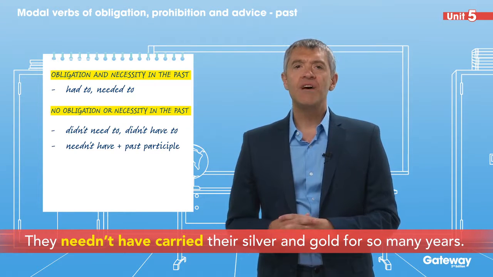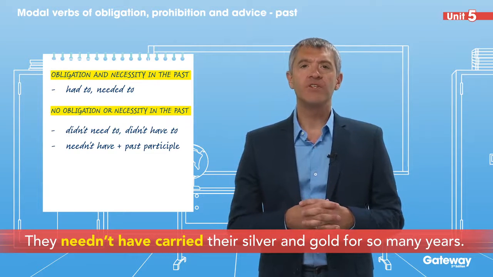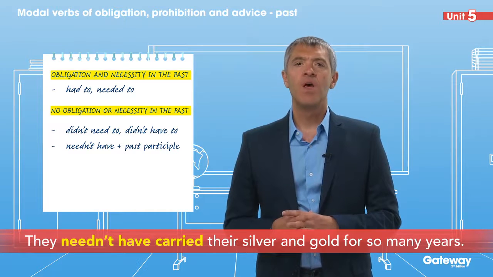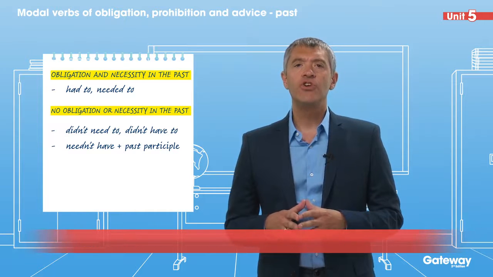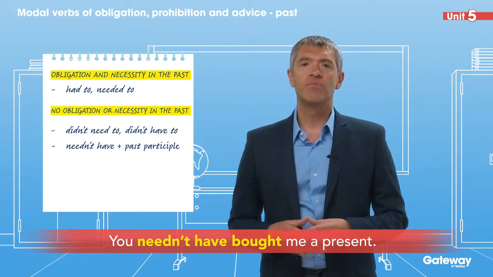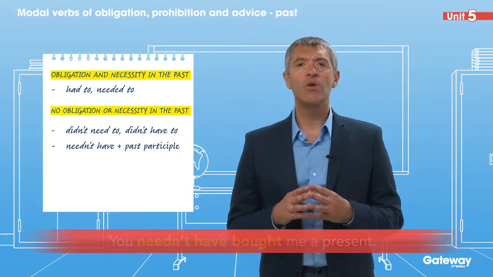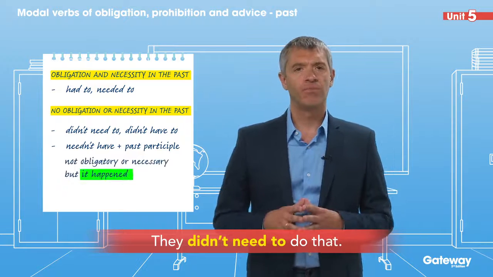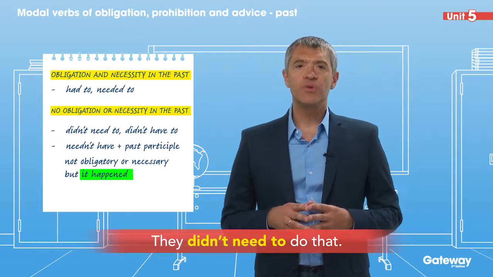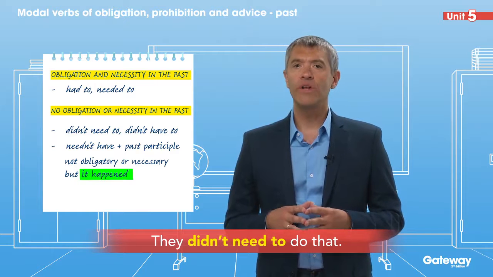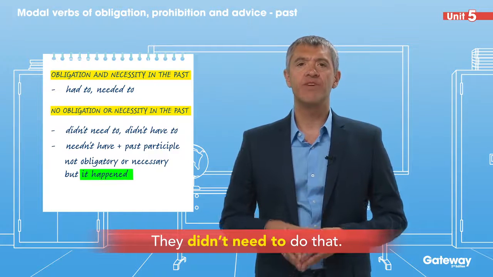We use needn't have when something wasn't obligatory or necessary, but it happened. So if somebody says, "You needn't have bought me a present," it means that you bought the person a present even though it wasn't necessary. With didn't need to, maybe it happened or maybe it didn't. All we know is that it wasn't necessary.